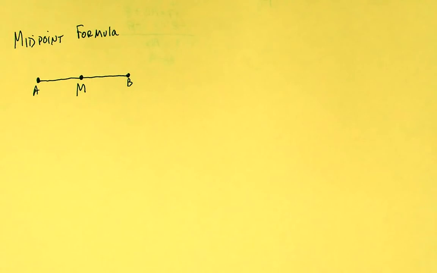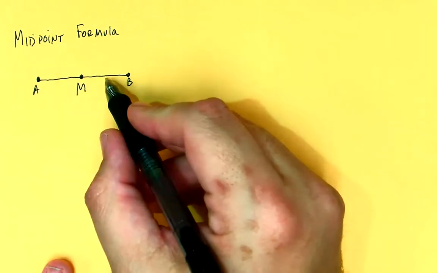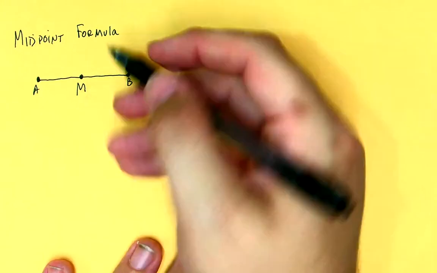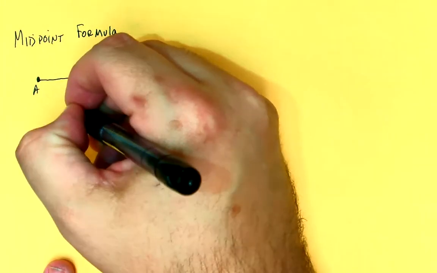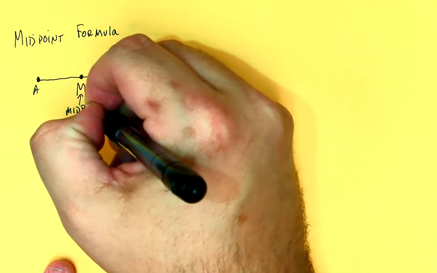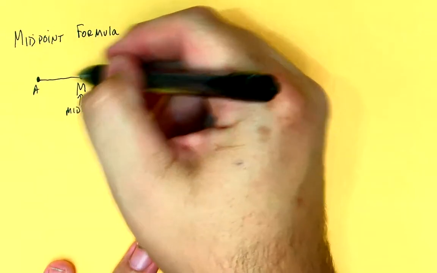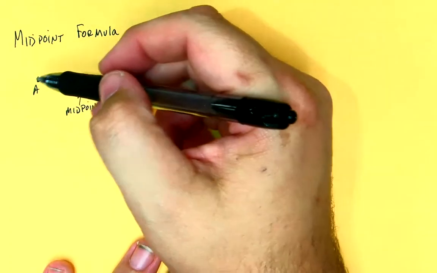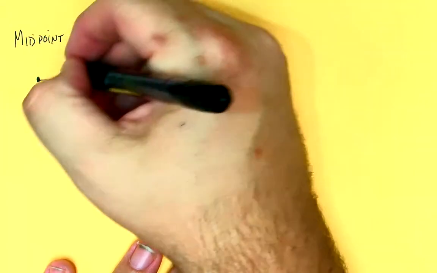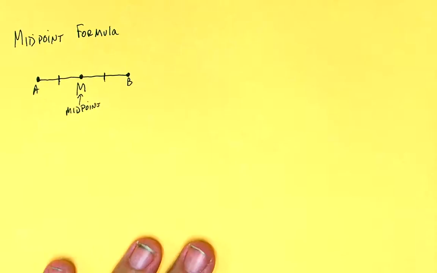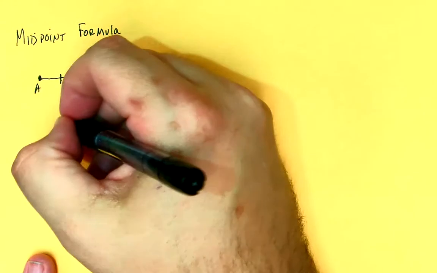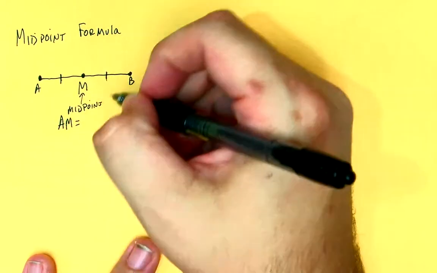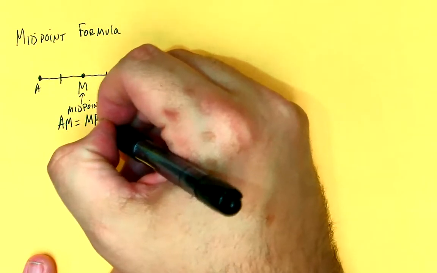Alright, we've got another geometry formula for us: the midpoint formula. Now this is obviously not drawn to scale, but the midpoint, which is M right here, is the point that is directly in the middle of this segment. It's the same distance from A and the same distance from B. So these two lengths should be the same, or we could say that AM is equal to MB.